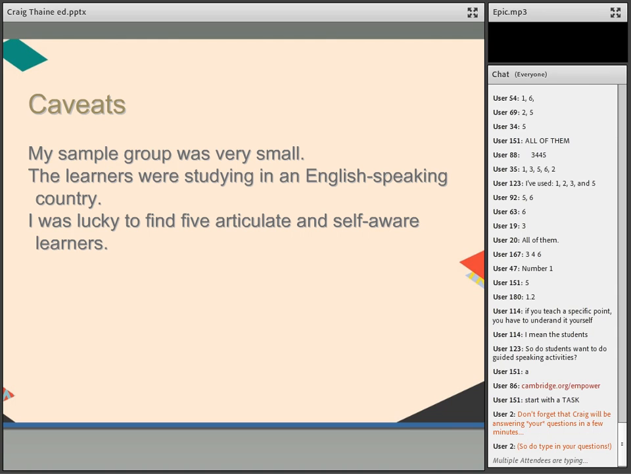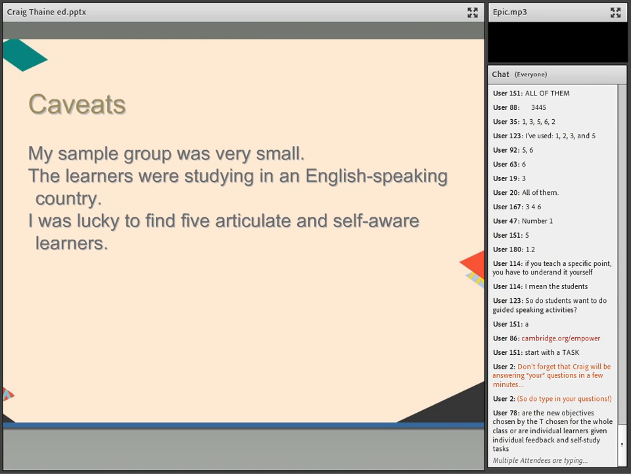But we must remember, the group was small, the learners were studying in an English-speaking country, so I think that probably the issues and needs that advanced level learners would have in a non-English speaking country in a monolingual environment would be significantly different. The other thing is, I feel that with this case study, I was very lucky, and I found 5 learners who were very articulate, very self-aware, and very generous in the way that they shared their thoughts and ideas with me.